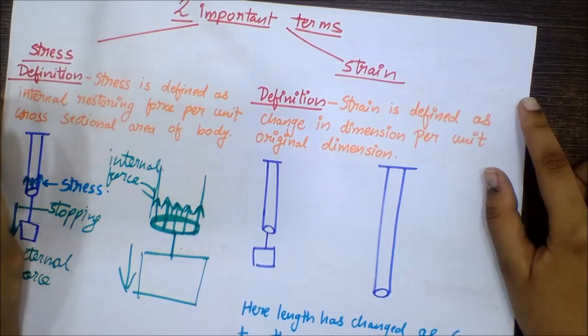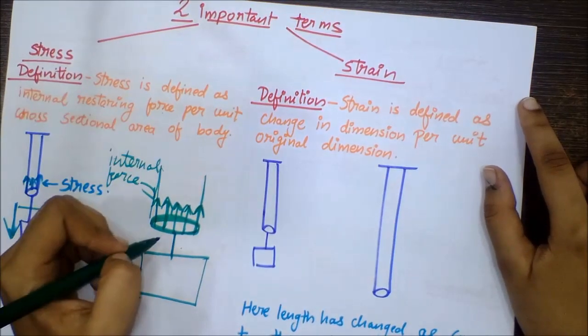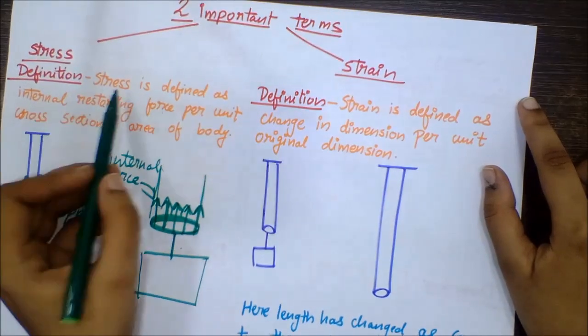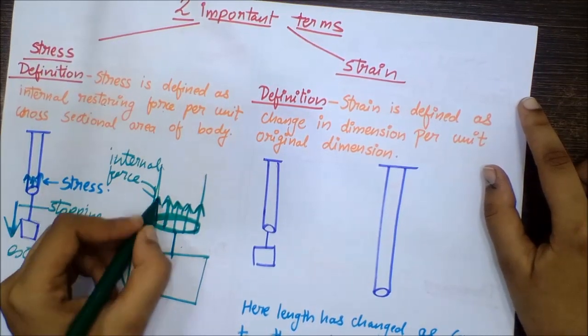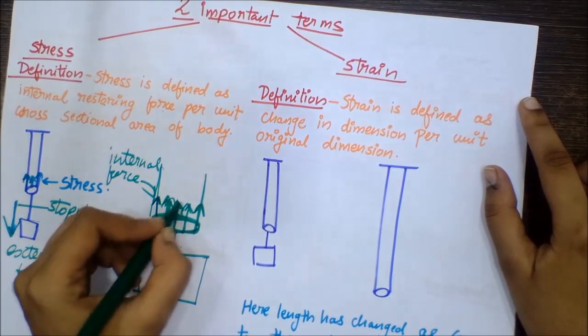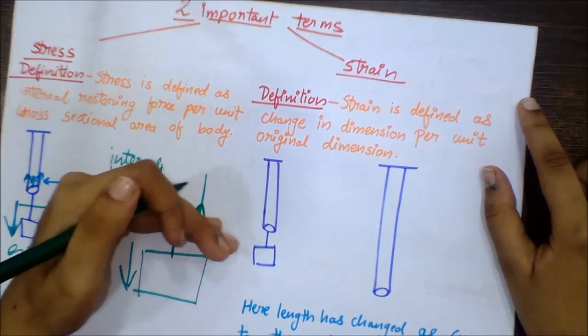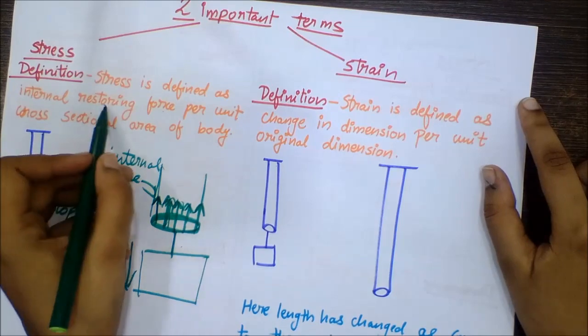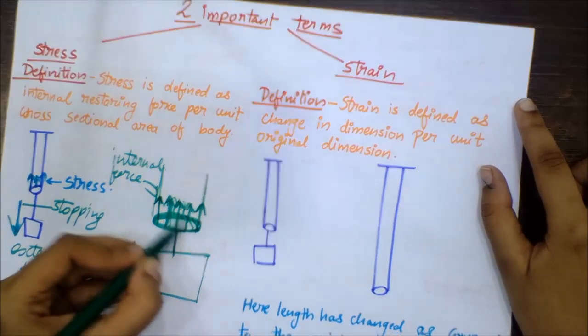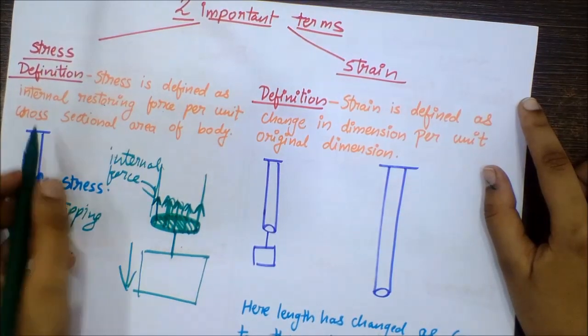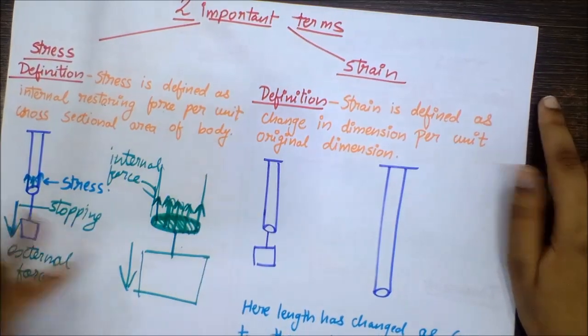Again, we'll go through the definition once again. After the explanation, you will understand it better. Stress is defined as the internal restoring force, the force which is restoring it, which is helping the rod to not change its dimension. So restoring force per unit cross sectional area. This is my area, per unit cross sectional area of body.